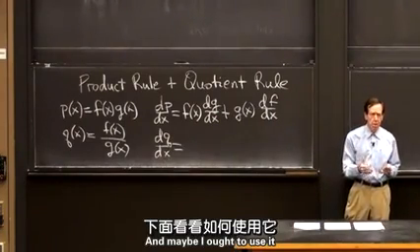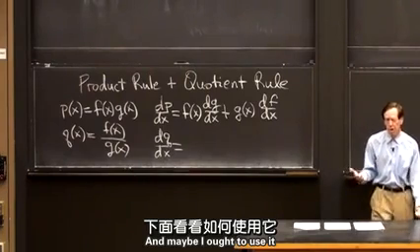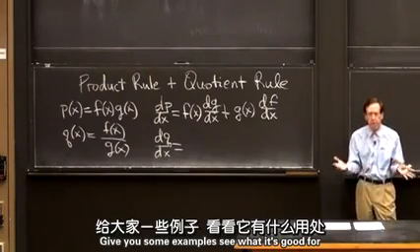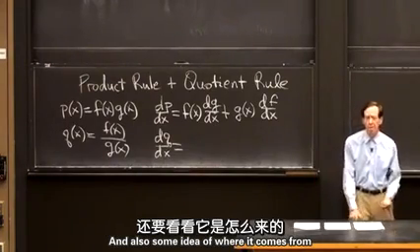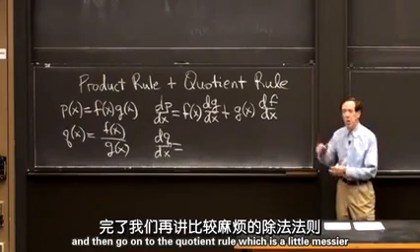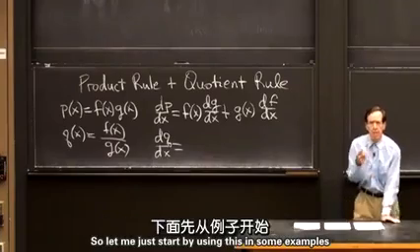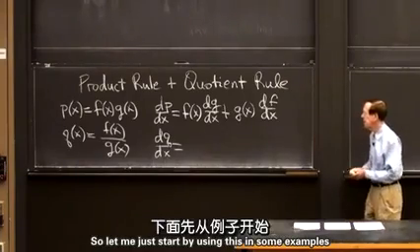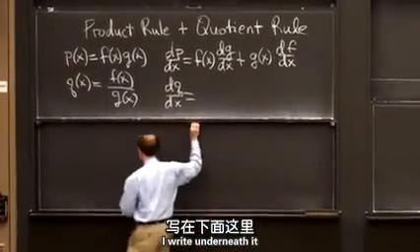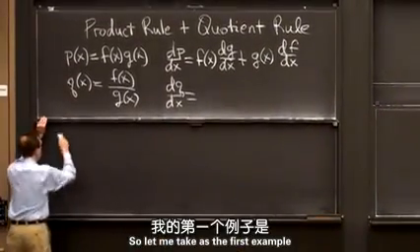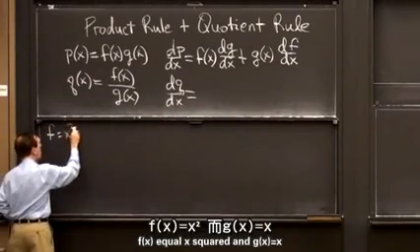And maybe I ought to give you some examples, see what it's good for, and also some idea of where it comes from, and then go on to the quotient rule, which is a little messier. Okay, so let me just start by using this in some examples.